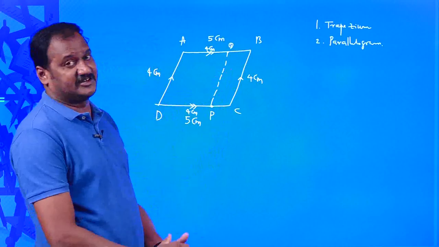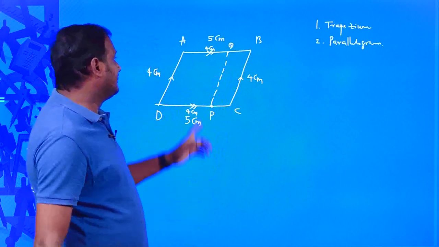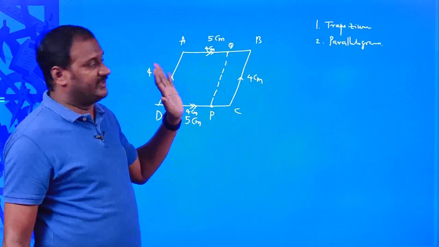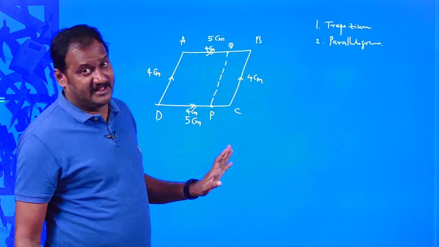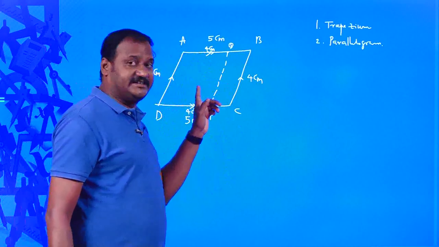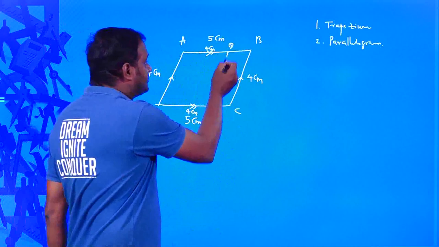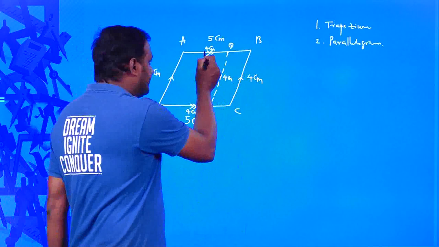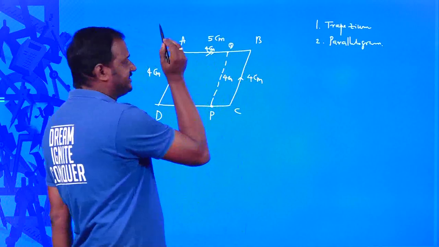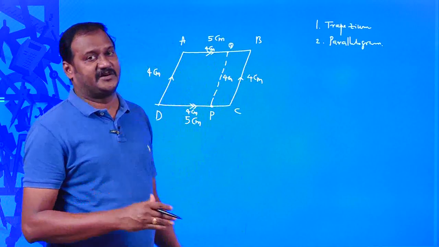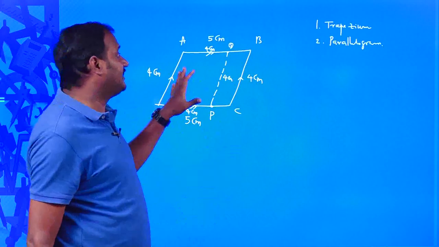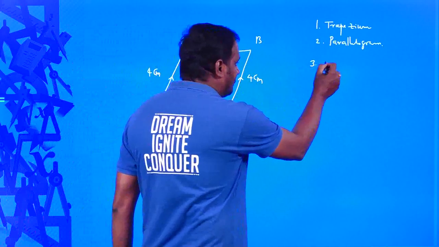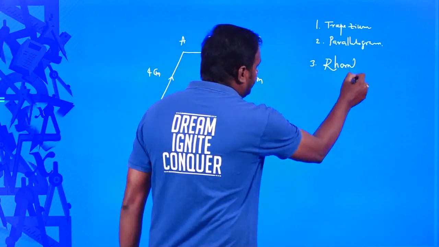So, a special quadrilateral is formed. What is that special quadrilateral? AQPD. Basically, it is a parallelogram because both pairs of opposite sides are parallel. And what about the adjacent sides here? Since it is 4 centimeters, this one also became 4 centimeters, right? Because it was already 4 centimeters. So, 4 centimeters, 4 centimeters, 4 centimeters, 4 centimeters. And both pairs of opposite sides are parallel. Then the quadrilateral so obtained is said to be a rhombus. What do you call that quadrilateral? It is said to be a rhombus.